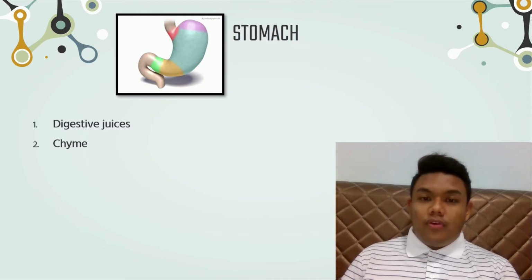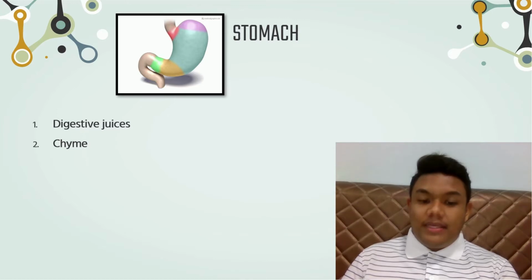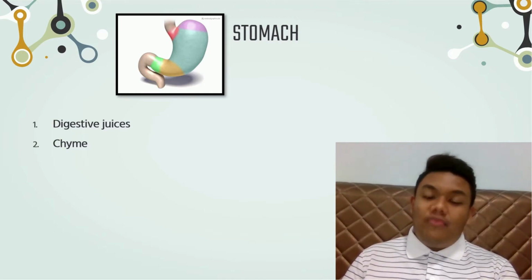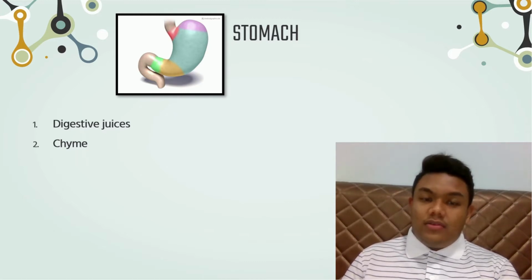Okay, so we move on to the stomach. The stomach is a muscle that mixes the food and liquid with the digestive juices. The stomach then slowly empties its content, which is called chyme. Chyme is actually the bolus, melted down into a more fluid structure. That's why it is called chyme, and then it will pass through to the small intestine.